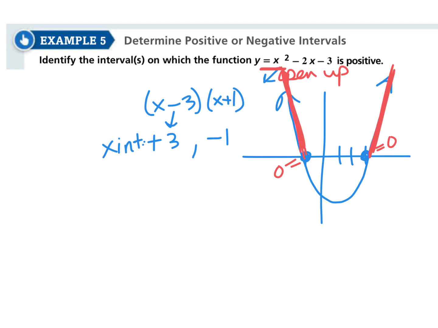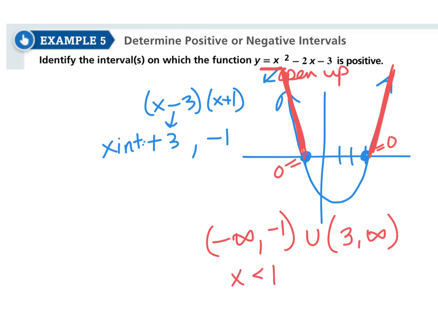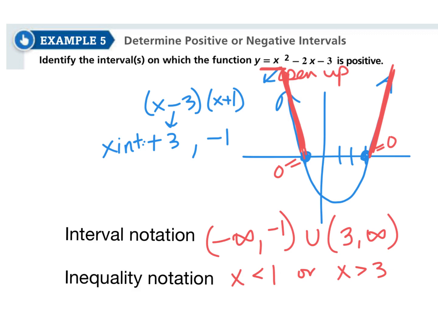And we've done this already before. -∞ to -1, that's going to be positive. And also 3 to positive infinity will give me a positive section of the graph. You should have this graph drawn. I will also write this for you just so we have it. This can also be written as x is less than -1 or x is greater than 3. These are just interval notation versus inequality notation.